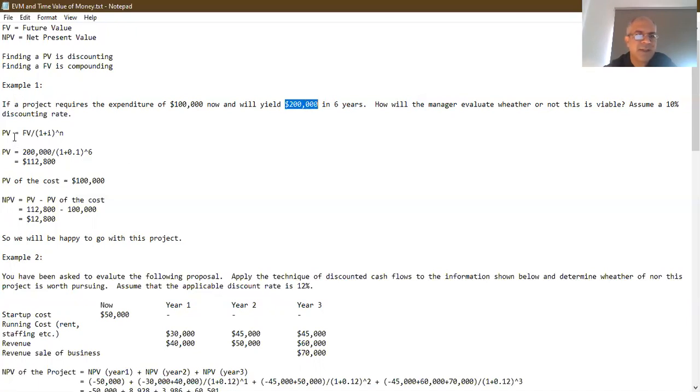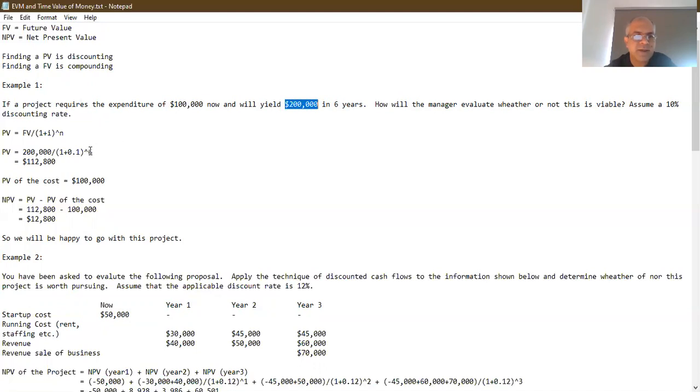So the formula is that the present value is equal to the future value divided by 1 plus the interest rate raised to the power n, which is the number of time periods. So the present value is equal to $200,000, which is the future value, divided by 1 plus the 10 divided by 100 gives us 0.1. So we get 1 plus 0.1 raised to the power 6, which is the years, right?